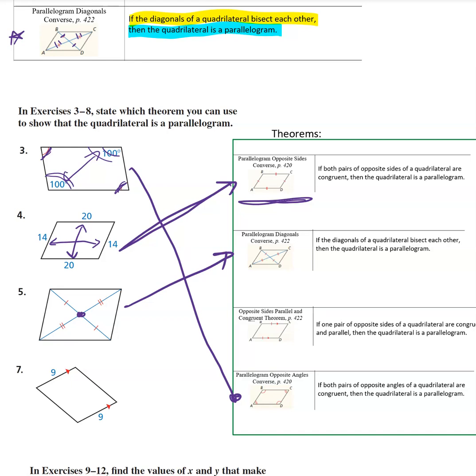And then for number 7, it's showing us that these two opposite sides are both 9, so they're congruent, and the arrows tell us that they're parallel. So by the opposite sides parallel and congruent theorem, this one's also a parallelogram. So here we're just practicing tying the picture to the theorems.